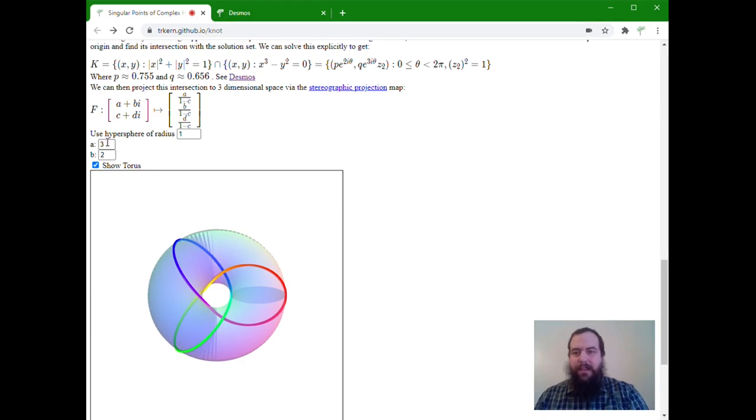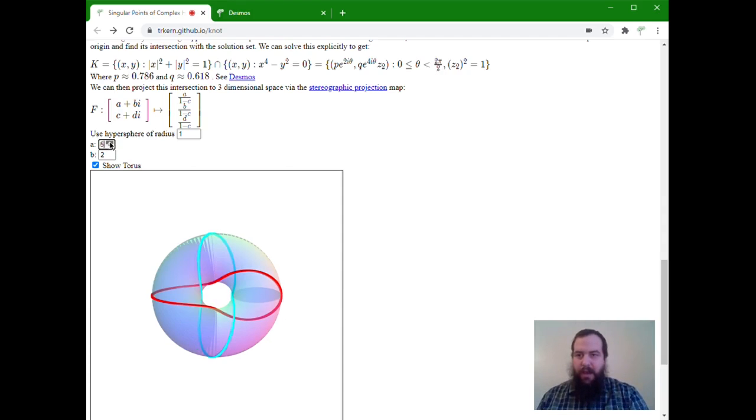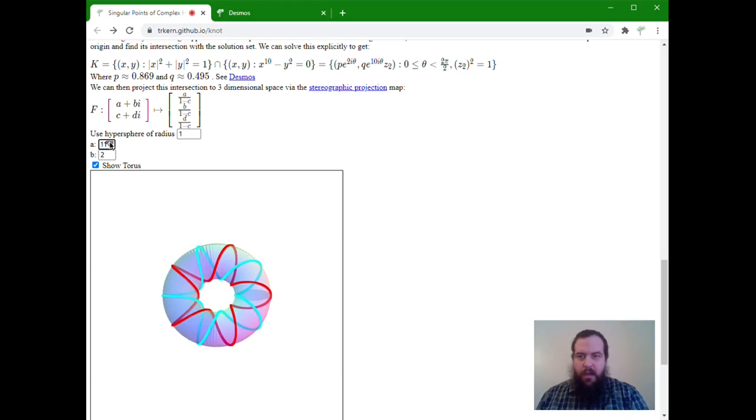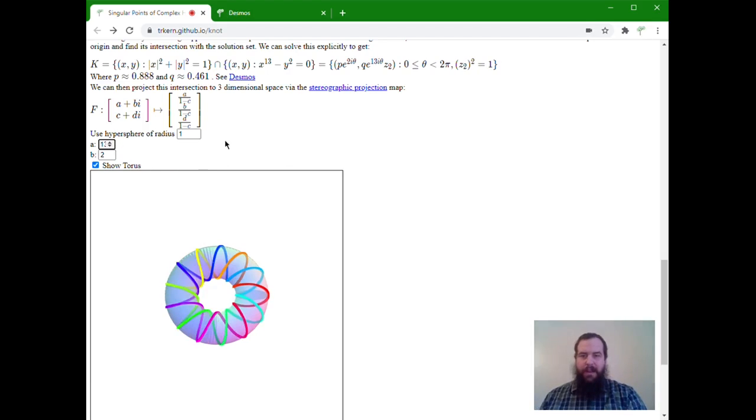You can see this a little bit better if we increase the number of times it's going around the torus that way. So let's increase this up to, let's say, 13 here. So every time we go twice around the torus this way, we are going 13 times around the torus this way. And again, you can play around with these various coefficients, A and B.